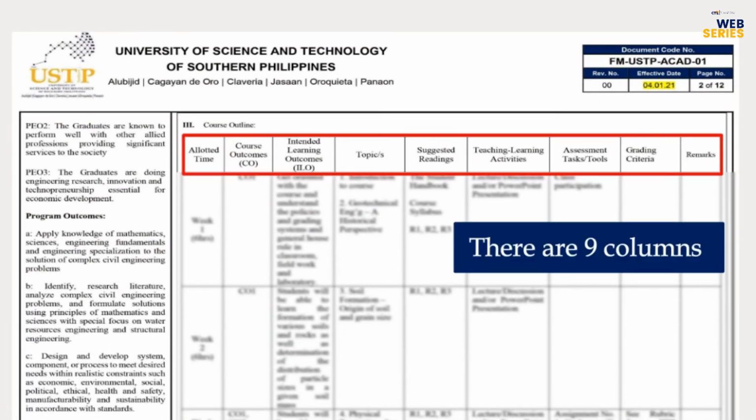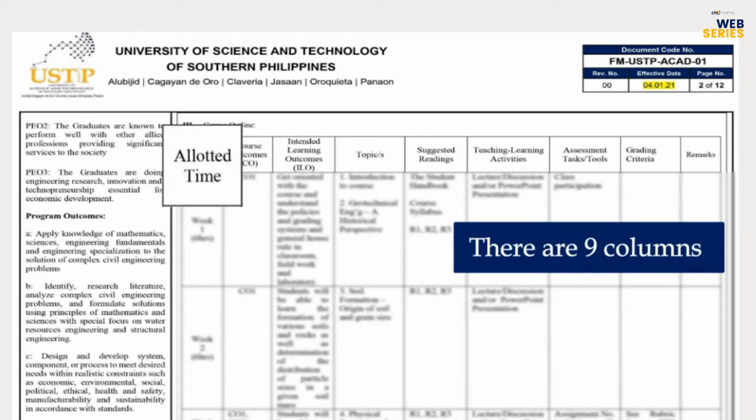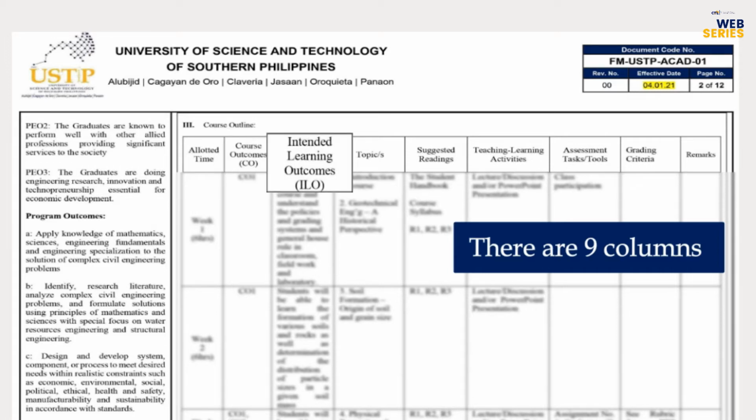There are 9 columns here: the allotted time, course outcomes or COs, intended learning outcomes or ILOs, topics, suggested readings, teaching learning activities, assessment tasks, grading criteria, and remarks.